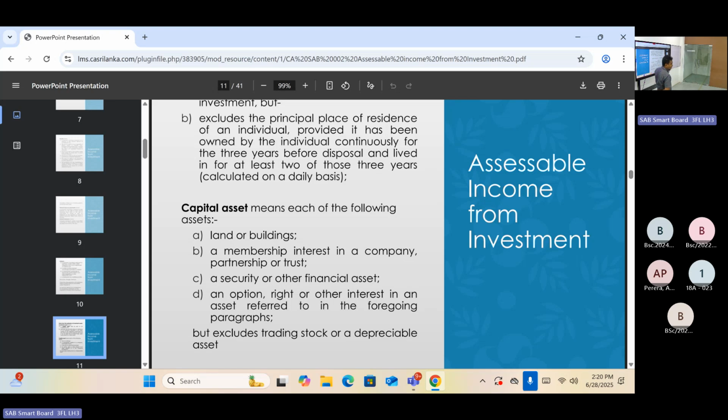Security or other financial asset, just like treasury bills and treasury bonds. A financial asset is also considered a capital asset. And option, right or other interest: any option, right or other interest in connection with these three types of assets comes under the capital asset. But exclude trading stock or depreciable assets. Depreciable assets and trading stocks do not come under the capital asset.